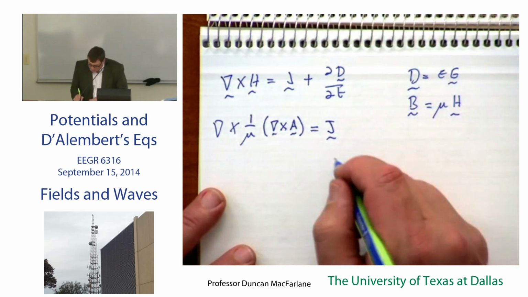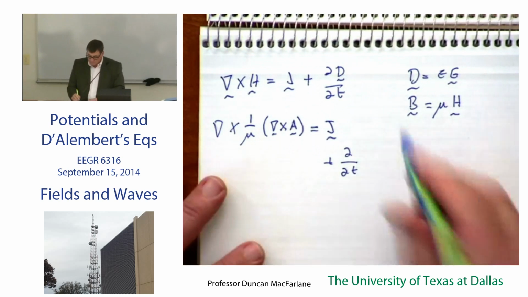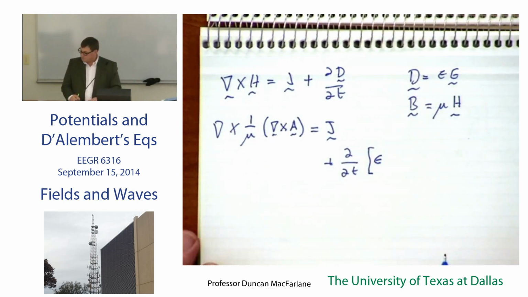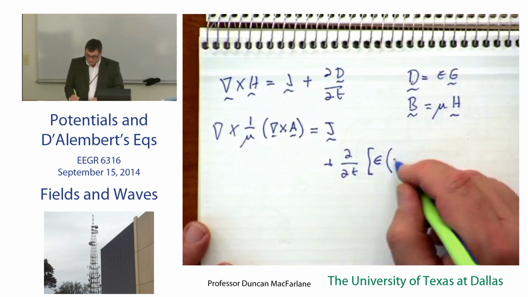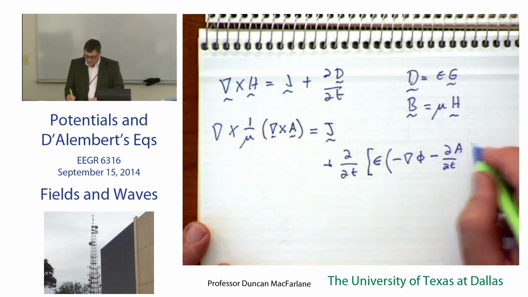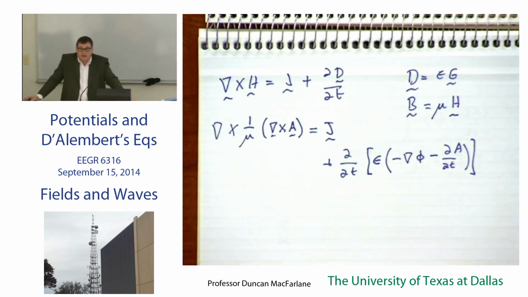And then I'll have plus del by del T of epsilon E. But E, I know, is minus the grad of phi minus del by del T of A. And again, I've skipped a step. So leave a line in your notebook and fill that in later. It'll help you learn it if you do so.